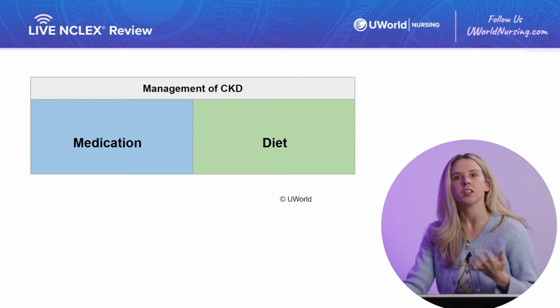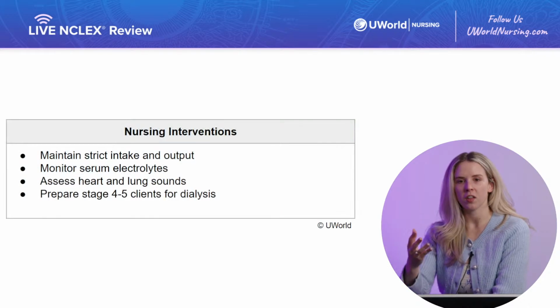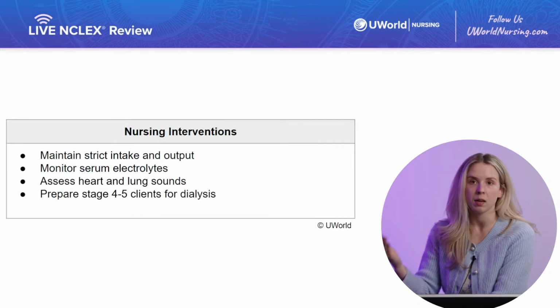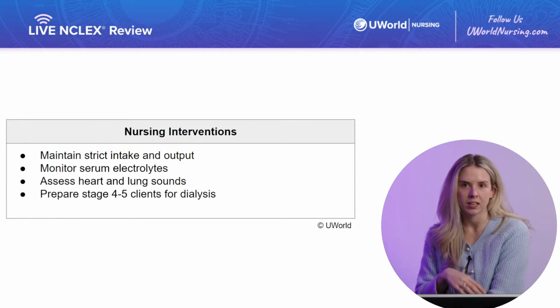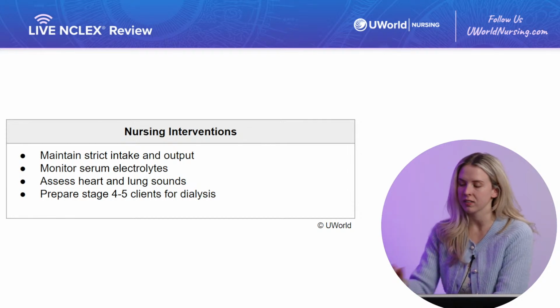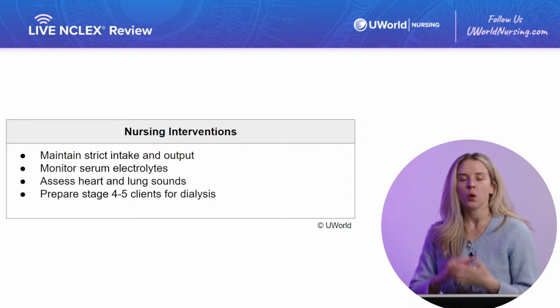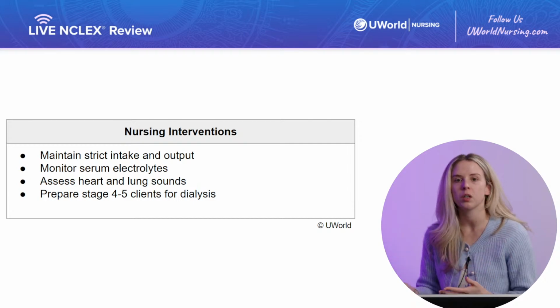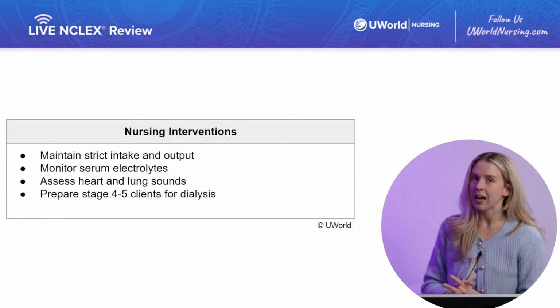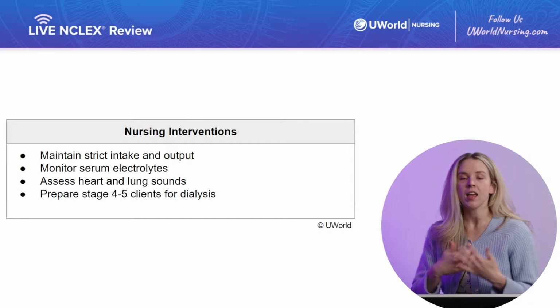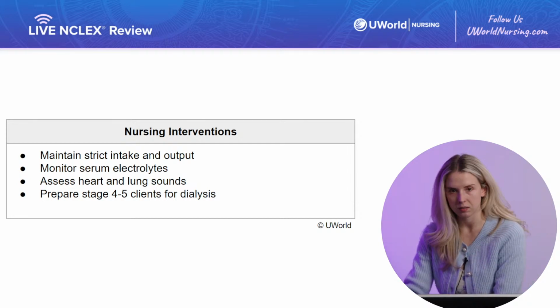Now let's look at our nursing interventions. A lot of those diet restrictions are really going to be up to the clients to implement. Now let's talk about nursing interventions, more about what we can do as nurses to help treat these clients. Really important here, we have that potential for volume overload, so these clients will be on strict I's and O's, that intake and output. Make sure we're documenting what they're taking in and documenting what they're putting out.